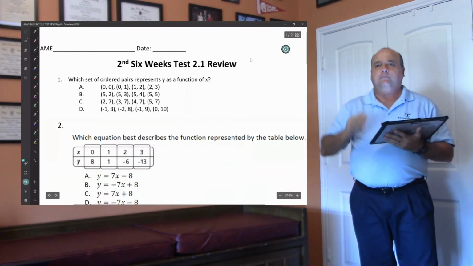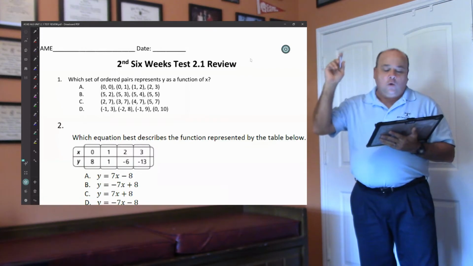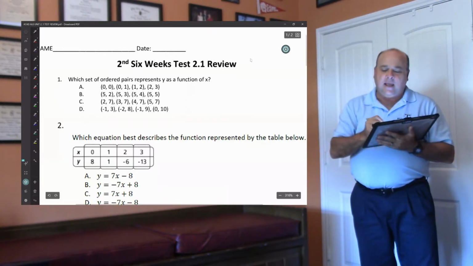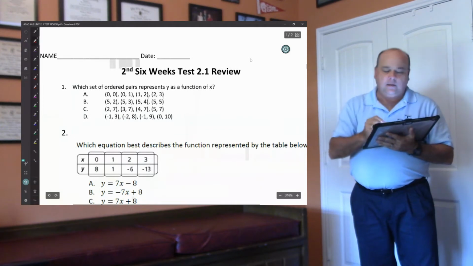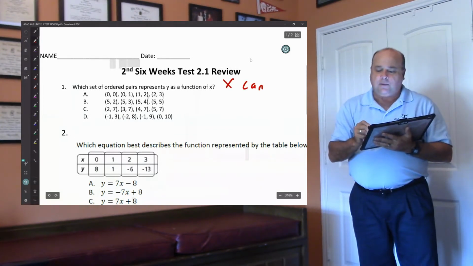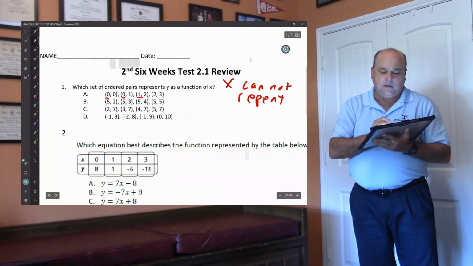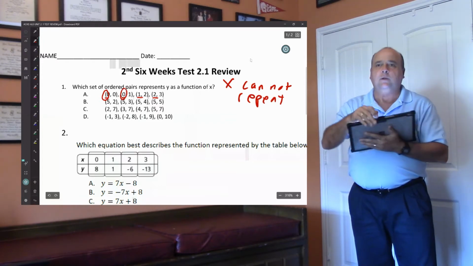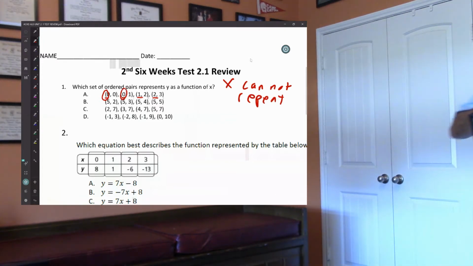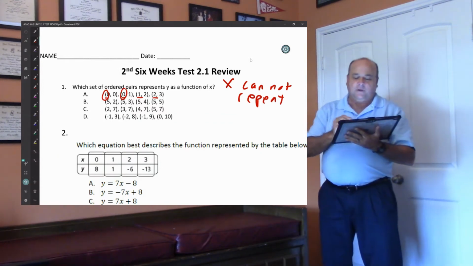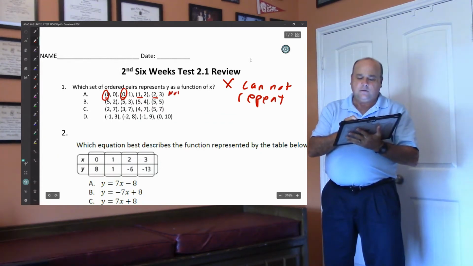So on number 1, you have your test review and interview. Which set of ordered pairs represents y as a function of x? Remember, x cannot repeat, correct? X cannot repeat. So which one of these, underline the x's. And right here we have 2 zeros, don't we? Okay, so the x is repeating in there. So this is not a function.